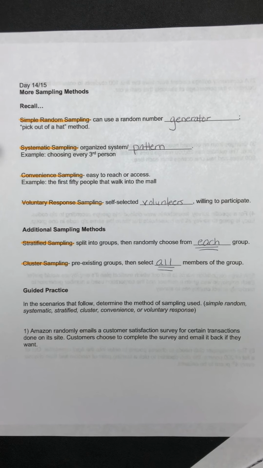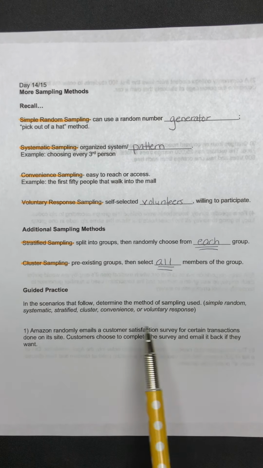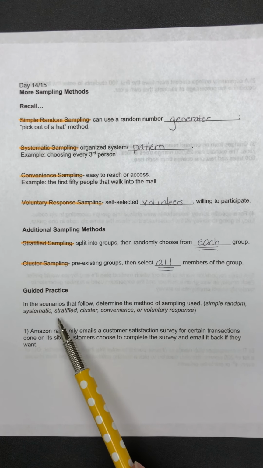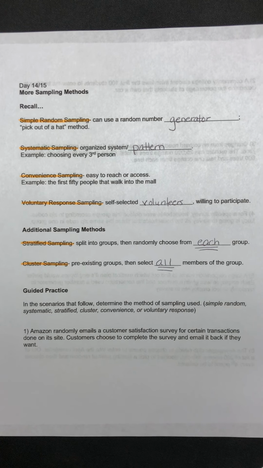So besides the 1, 2, 3, 4 on top that we've already learned, we have 2 more on the bottom, which makes 6 complete sampling methods. So now we're going to look at the guided practice, which is just going to go over each type and give an example of each. So for guided practice, it says in the scenarios that follow, determine the method of sampling used, and they give you all of the different types we just went over: simple random, systematic, stratified, cluster, convenience, or voluntary response.